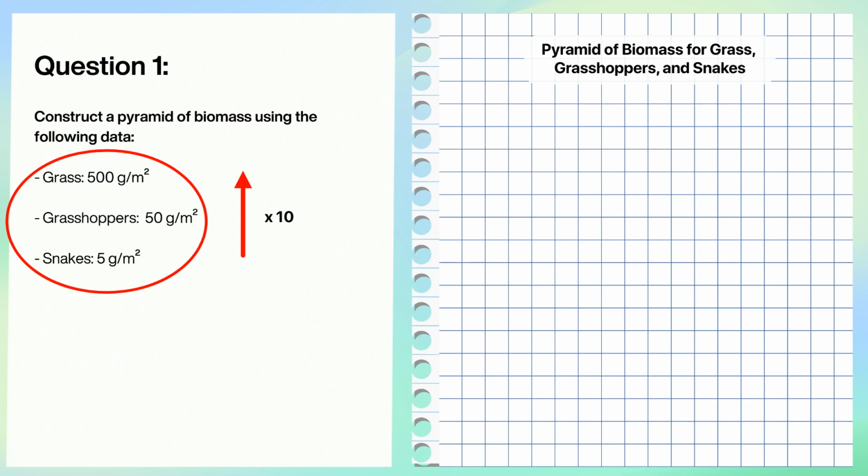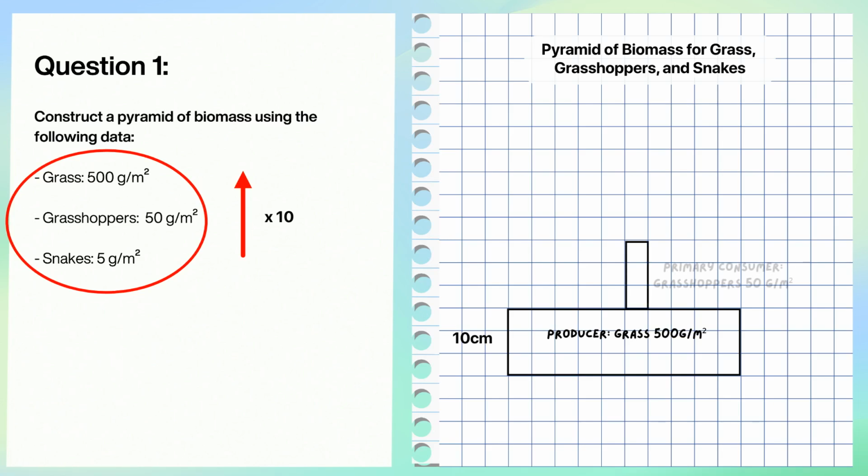When constructing the pyramid, place the producers at the bottom, as they constitute the first trophic level with the largest biomass. The width of the bar can be any length, as long as the bar above it is 10 times smaller. We can make it 10 centimeters. Label this bar so that it has the biomass per meters squared, 500, and the organism at this trophic level, grass.